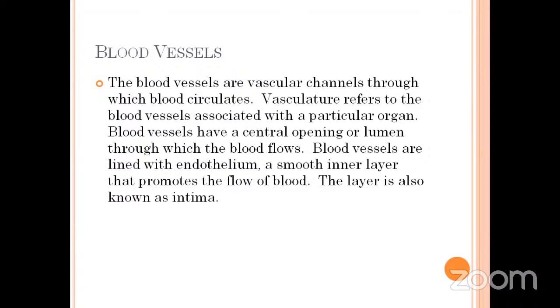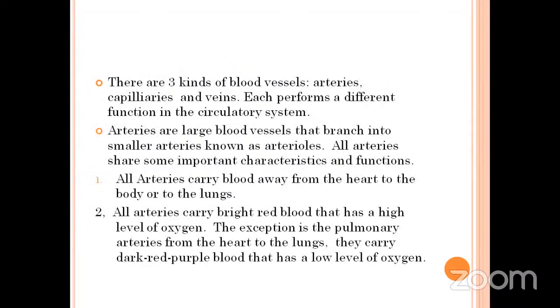The blood vessels are vascular channels through which blood circulates. Vasculature refers to the blood vessels associated with a particular organ. Blood vessels have a central opening or lumen through which the blood flows. And blood vessels are lined with endothelium, a smooth inner layer that promotes the flow of blood. There are 3 kinds of blood vessels: the arteries, capillaries, and veins. Each performs a different function in the circulatory system.